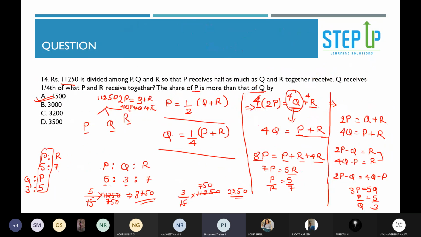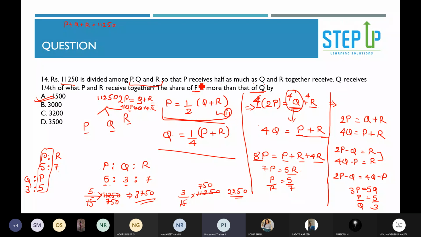This question, right? There is one more easy way. I was telling you that there is a shortcut to solve this question. It can be done in this way. 11250 is divided among P, Q and R. So can I say P plus Q plus R is equal to 11250? Yes, ma'am. Right? So that P receives half as much as Q and R together.